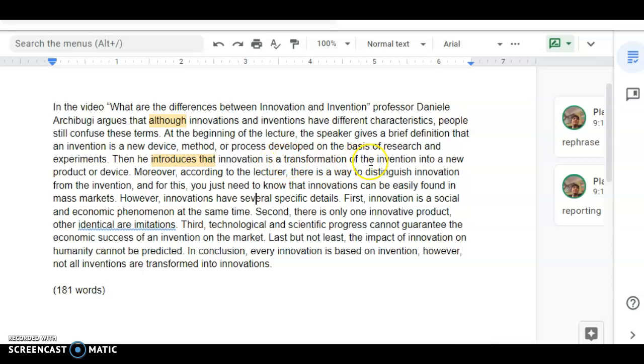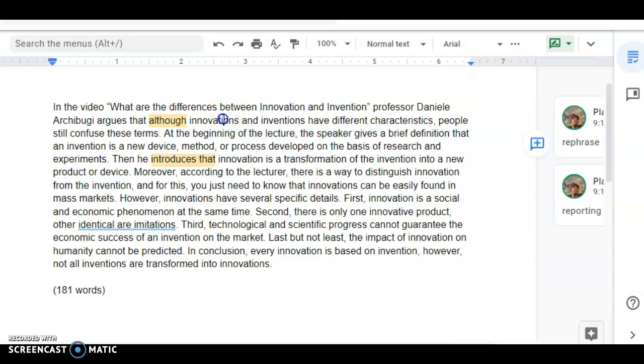Is a transformation of the invention into a new product or device. Okay, very nice. So here basically that really is the gist of the lecture. Okay, very good. You've summarized it well. Moreover, according to the lecture, there is a way to distinguish, and you just need to know that innovations can be easily found in mass markets. Yeah, fine. That's the crucial distinction, right?